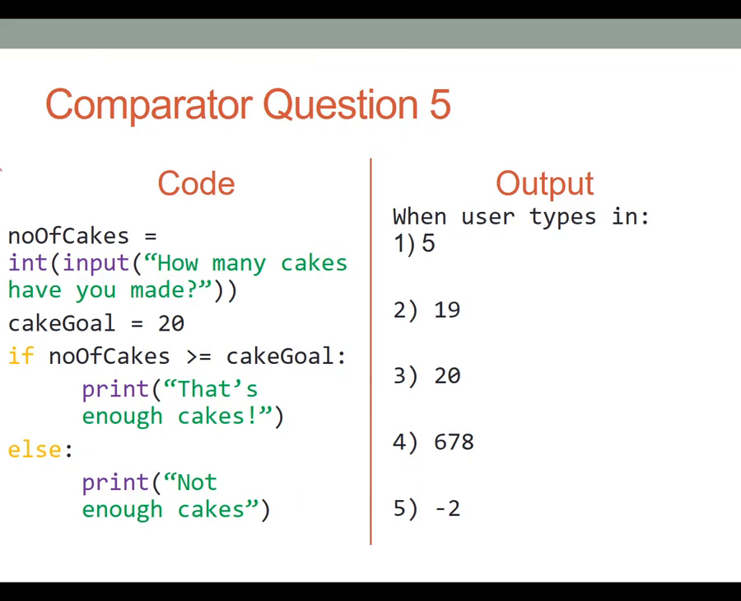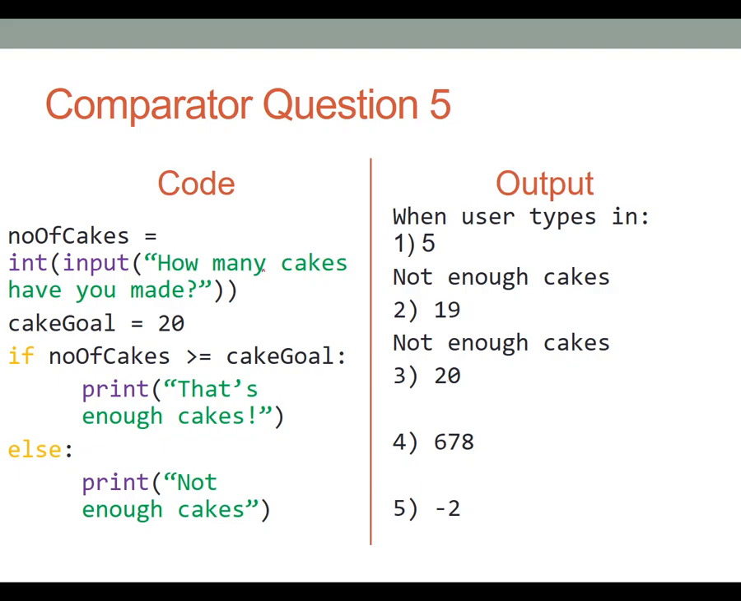What else have we got? Right, number of cakes, these are different numbers. Let's say they type in 5. Now I know this is multiple lines, but it's just because it's squeezed in the PowerPoint. It really is just one line of code, this bit here. So their goal is 20, let's say they type in 5. So is 5 greater than or equal to 20? No, it's not. So because it's false, it will run print not enough cakes. Is 19 greater than or equal to 20? It's also under, it will say not enough cakes.